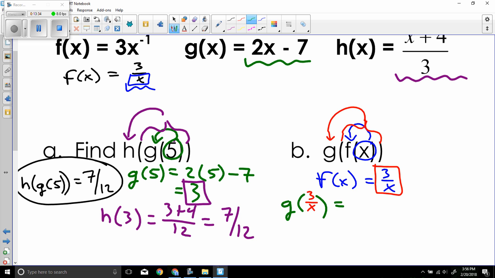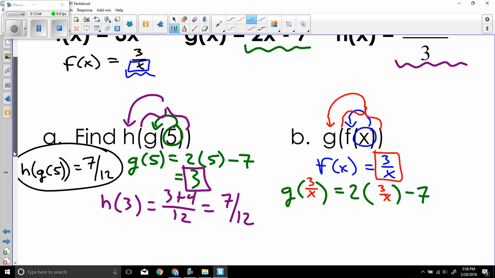That equals 2 times, well, what am I multiplying by? That's 3 over x, minus 7. Notice that the x still stays here. The x is going to have to stick around. Now I just have to do as much simplifying as I can. Well, this looks like 6 over x minus 7.